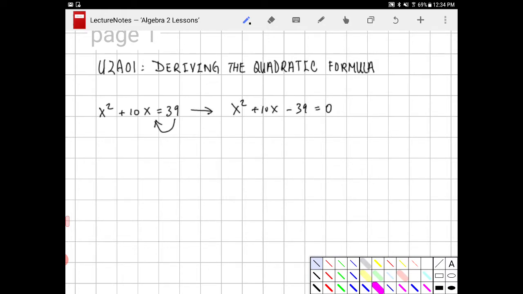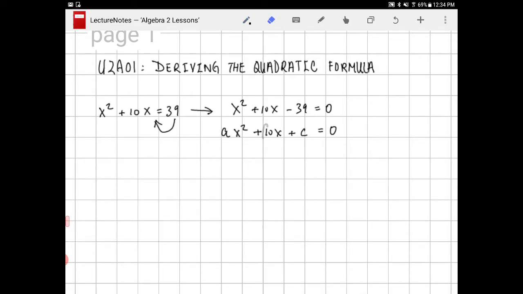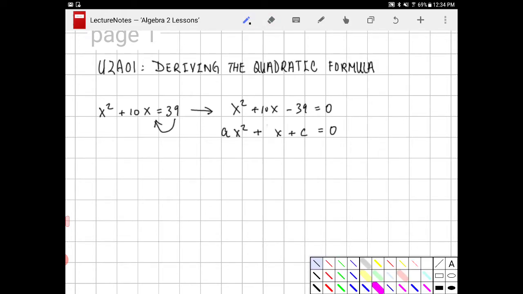And what we end up with is the quadratic equation written in standard form. And just to be super general, we can write it in this manner: ax squared plus bx plus c. So where, again, a, b, and c, whoops, that should be a b, not a 10. Where a, b, and c are going to be the coefficients of the quadratic equation.